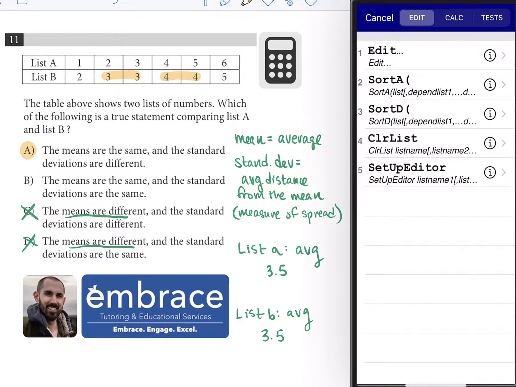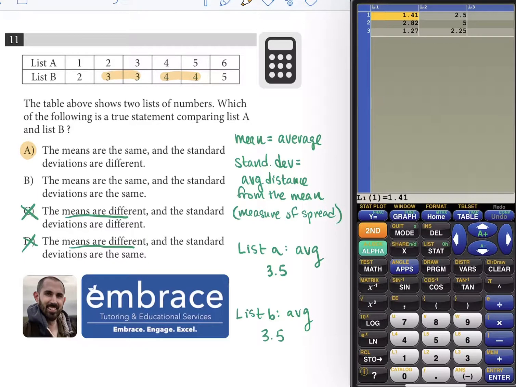All right. Next thing you want to do is hit number 1, which is edit. What you'll notice for me is that I actually have some stuff in my lists currently. Your list may be blank. So if you ever want to clear your list, you can just highlight L1, press clear, and enter. Same thing for list 2. I'm going to go ahead and clear that.